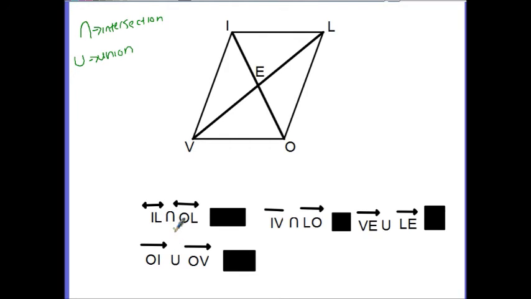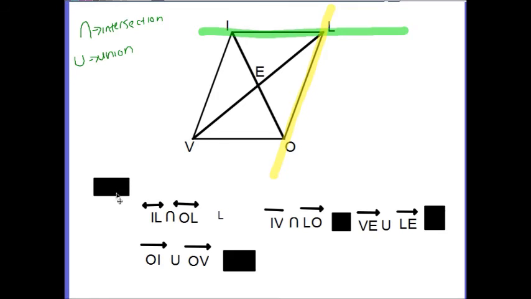Here we go. We want to find the intersection of two lines. So let's trace those lines over, remembering that lines go on forever. We have line IL, so from I to L forever. We want its intersection with line OL. Again, they go on forever, they don't stop. And where do they intersect? If you said point L, which would be a single capital letter, you're correct. Now, let me clear that off.